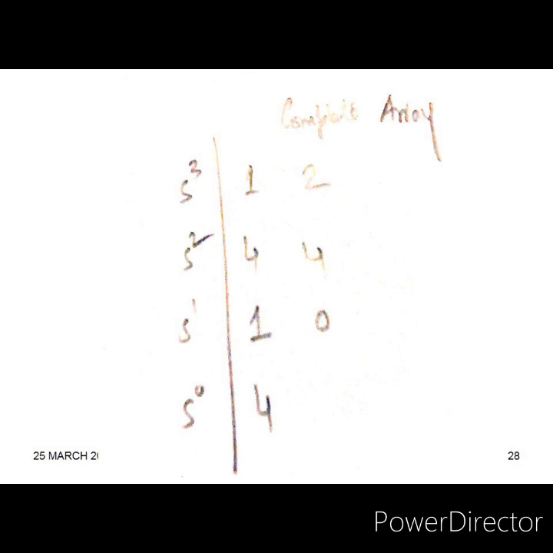In the row of s cube we have 1, 2. In the row of s square we have 4 and 4. In the row of s1 we have 1 and 0, that is b1 equals 1 and b2 equals 0. Then in the row of s raised to the power 0 we have 4, c1 equals 4, then c2 was 0, and this way we have it in the upper triangular form. So the Routh array is now complete.